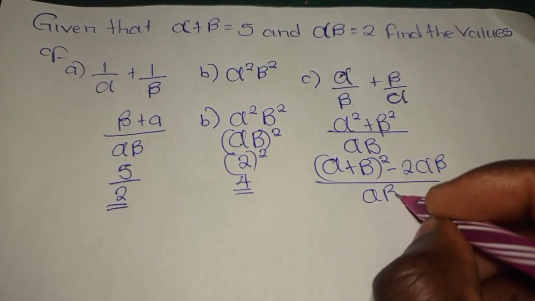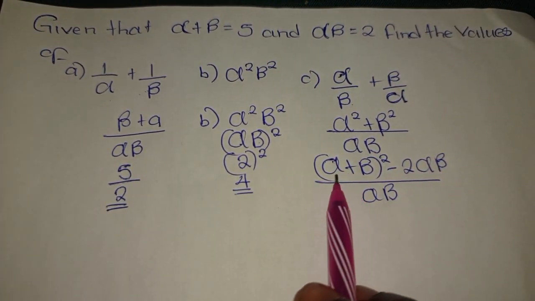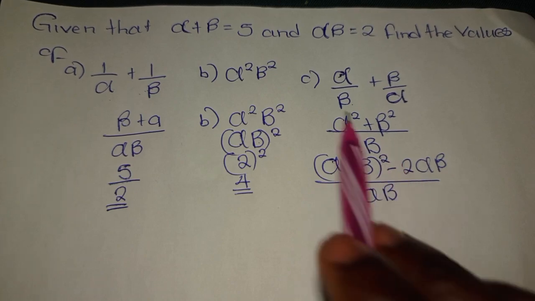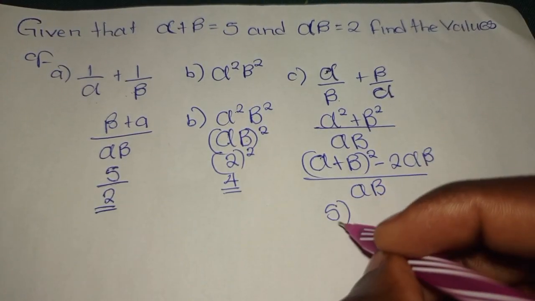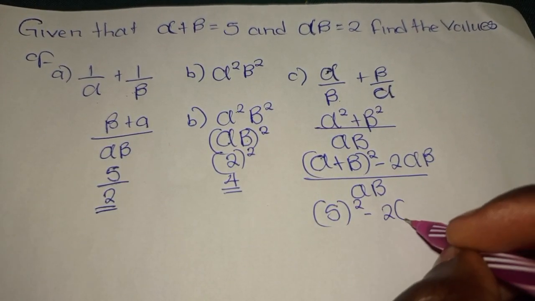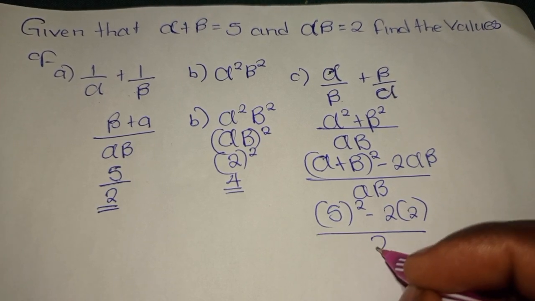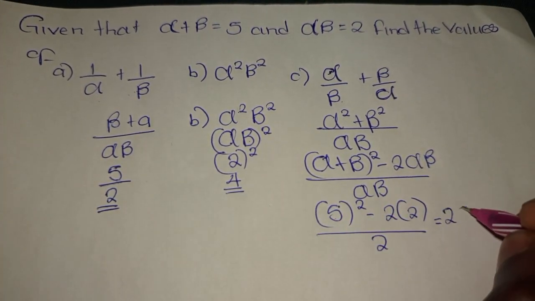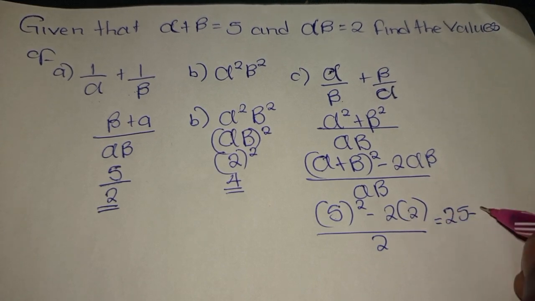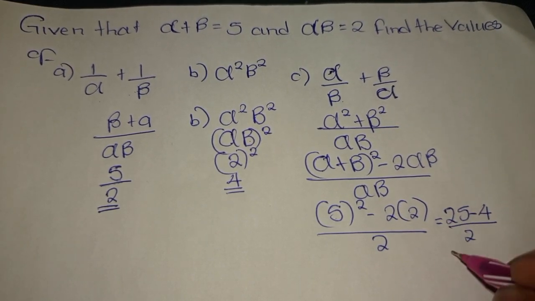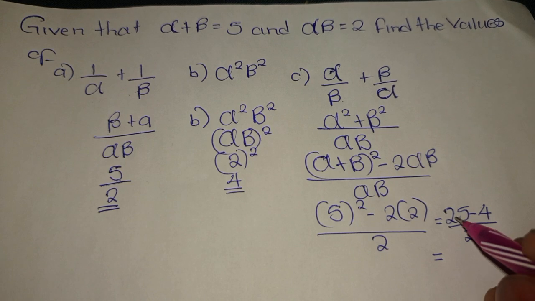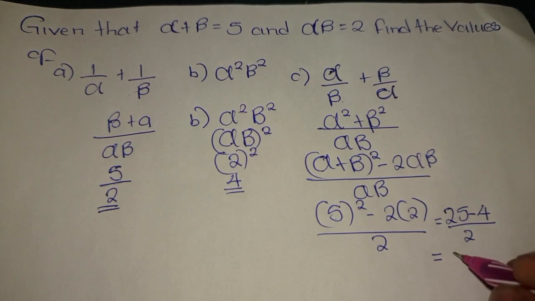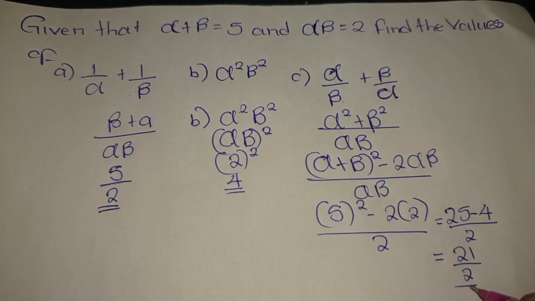over alpha beta, where you know for sure that alpha plus beta is equal to 5 and alpha beta is equal to 2 over 2, where you know for sure that 5 to the power 2 is 25, minus 2 times 2 is basically 4 over 2 equal to 25 minus 4 is basically 21 divided by 2. So this is how basically you solve such kind of an expression.